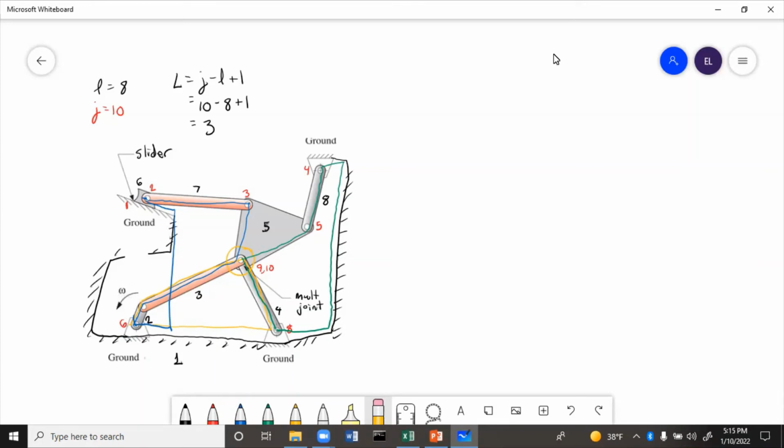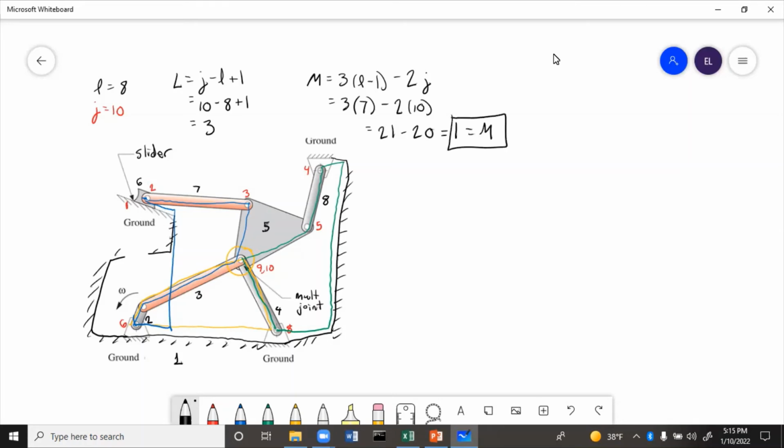So now let's figure out what is the mobility. M equals 3 times L minus 1 minus 2J. So 3 times 8 minus 1, which is 7, minus 2 times 10 equals 21 minus 20 equals 1. So M equals 1. Now we need to see, how many degrees of freedom are there? Does a mobility of 1 make sense? Is there only 1 degree of freedom?